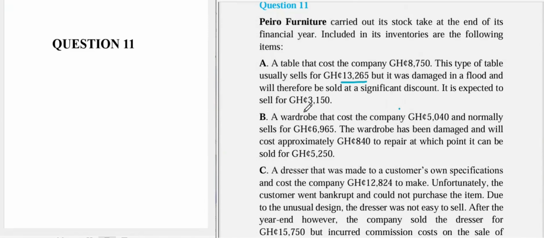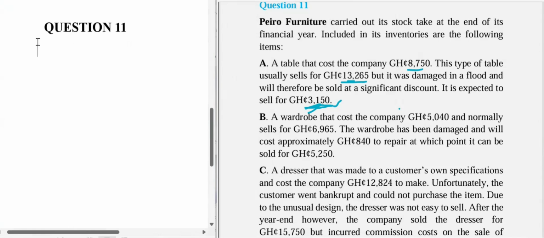13,265. But because it was damaged, it can only be sold for what? 3,150, right? So if you want to get your NRV, it's the 3,150 that we are going to use, not this one. This is a normal selling price, but because it was damaged, it can be sold for this. So this is what we are going to use as selling price. Okay. And the cost is 8,750.